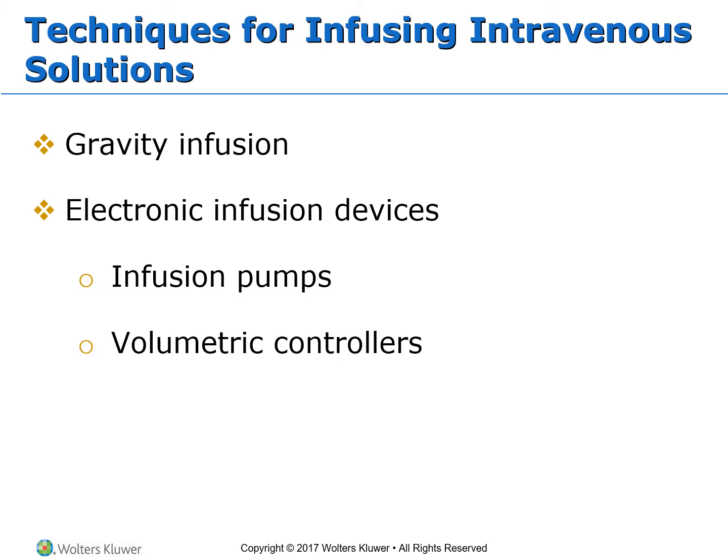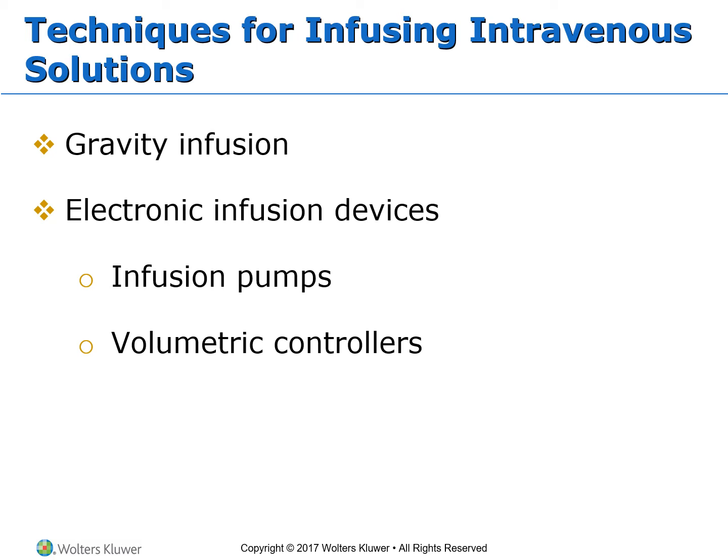Electronic infusion devices. The two general types of electronic infusion devices are infusion pumps and volumetric controllers. Both are programmed to deliver a preset volume per hour. They trigger audible and visual alarms if the infusion is not progressing at the rate intended. They also sound an alarm when the infusion container is nearly empty, air is detected within the tubing, or an obstruction or resistance occurs in delivering the fluid.